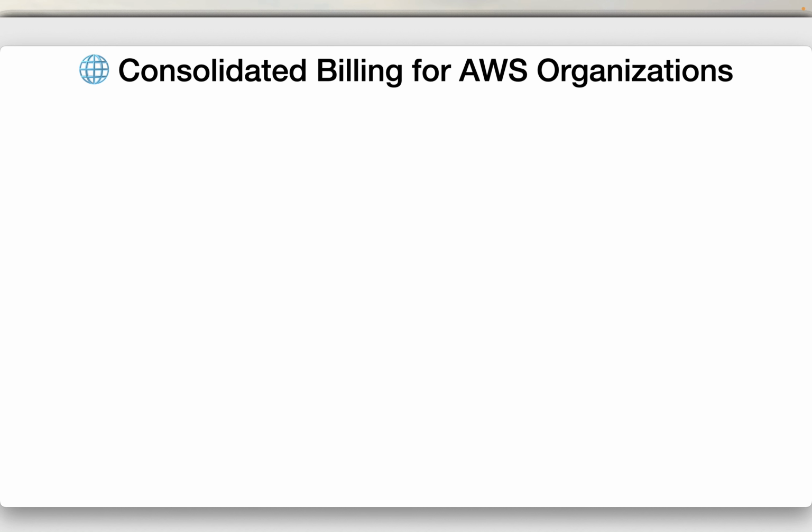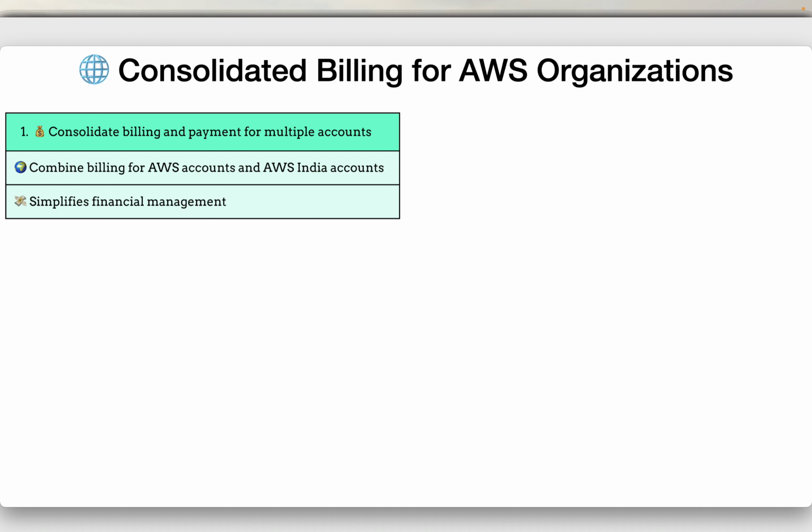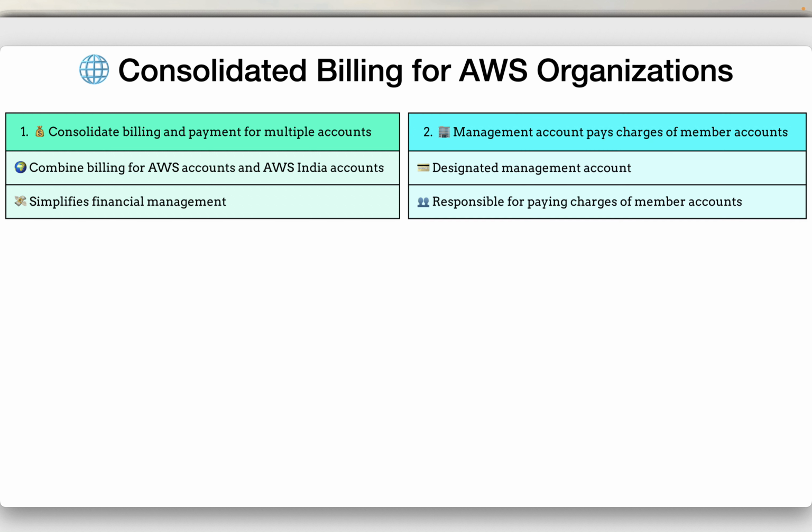Okay, the next topic is consolidated billing for AWS Organizations. One, consolidated billing allows you to combine billing and payment information from multiple AWS accounts or AWS India accounts. Two, in an AWS organization, there is a designated management account responsible for paying the charges incurred by all the member accounts. You can think of the management account as a parent account, or the first account which started the AWS organization.